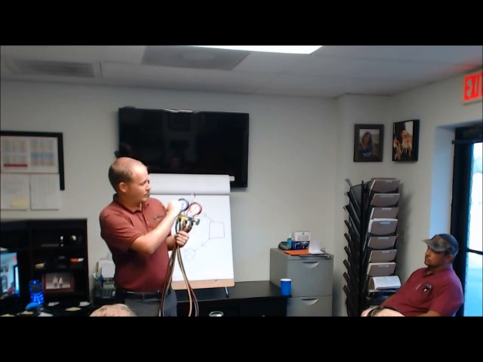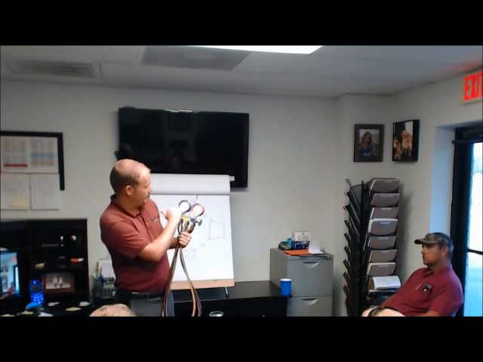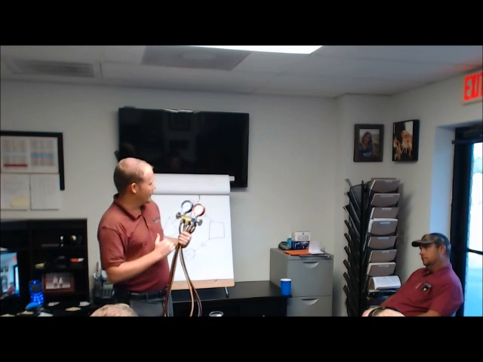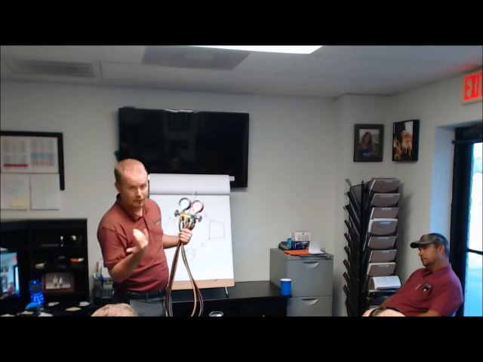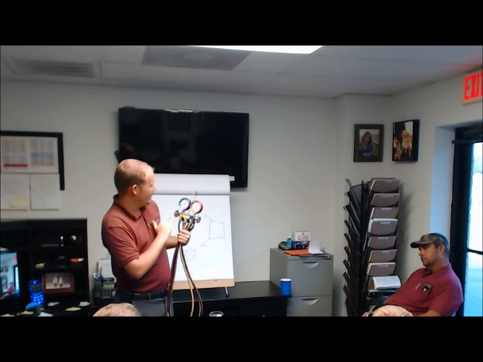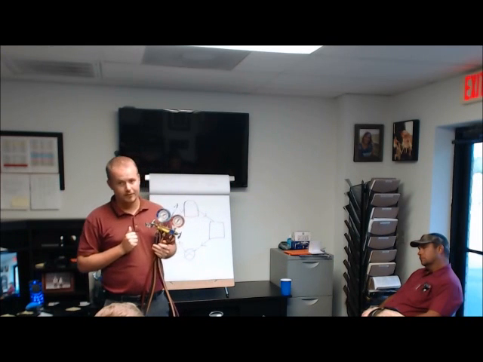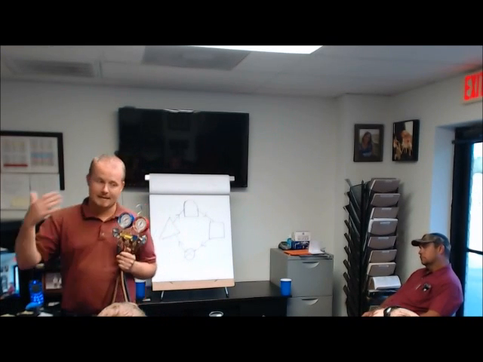You can look on your saturation scale in here. In this case, R22 is our green scale here. And you can go up to, say it's 75 degrees outside. You can go up to 75 degrees, and you can see that that's going to be right about 135 psi. So if you hook up to a system, and it says 135 psi static pressure, then you have a pretty good indication that it's R22, because it's in that saturation phase.